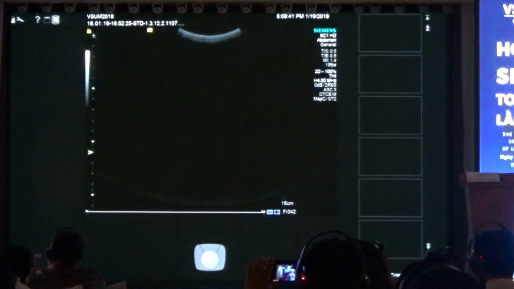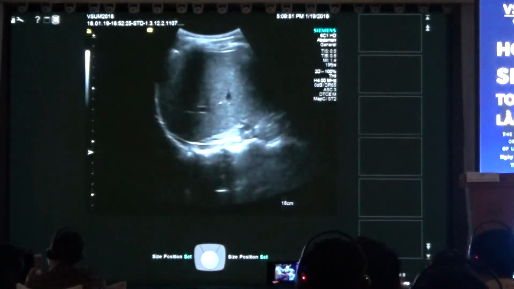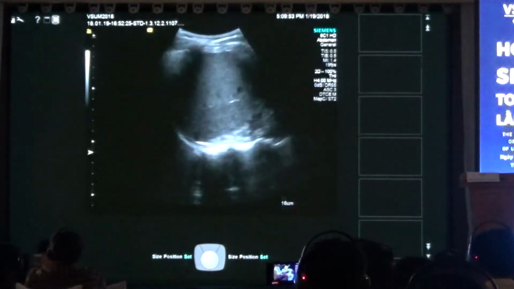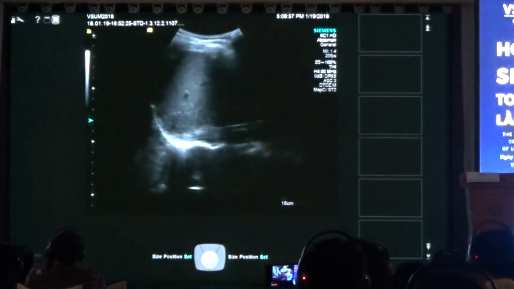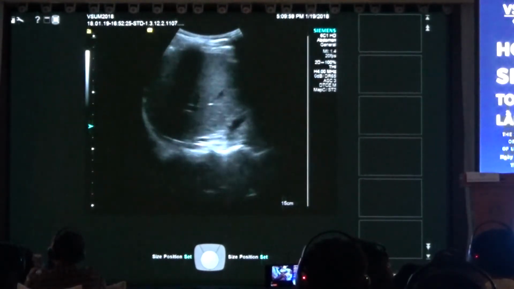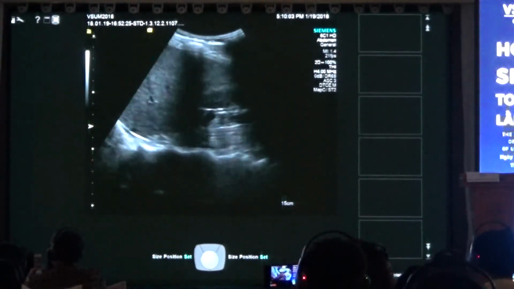Then we have to go for the right transducer. Thank you so much. So right now we are going, you might see, in the mid-axillary line. Yeah? And we get some sort of image like that.